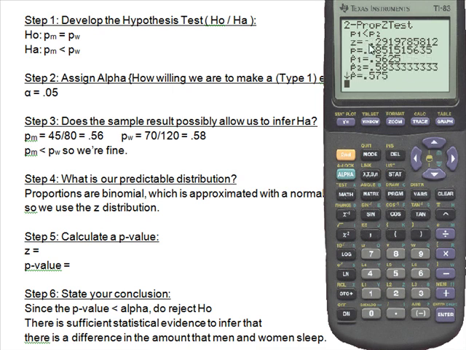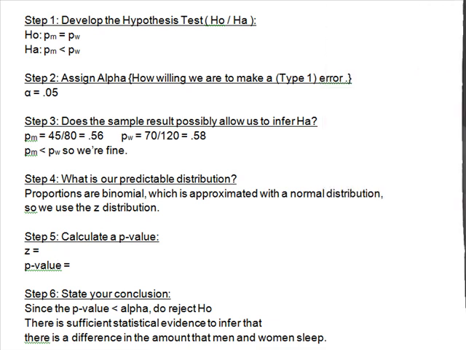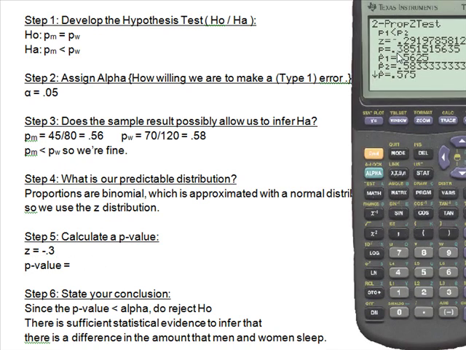So let's see, our z-score is basically negative 0.3, not very large. It's a negative 0.3. Not a lot of evidence right there. And the p-value was 0.385.